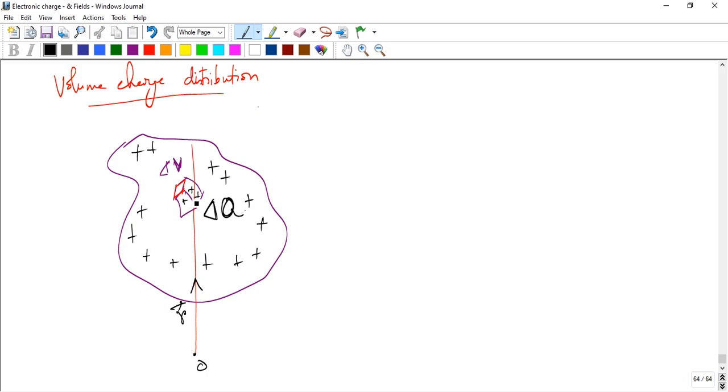Now choose any arbitrary point P here and calculate the electric field at point P. Since the charge is positive, the electric field goes in the outward direction. That is R1, and the position vector of point P from the origin is R2.